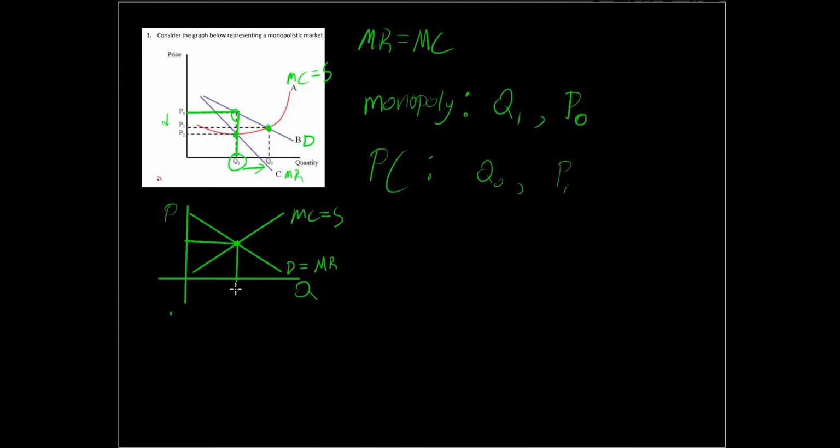Did that clear it up a bit? I think so. Why wouldn't it be P2 and Q1? So the reason it wouldn't be P2 and Q1 for the perfectly competitive producer is that for the perfectly competitive producer, this marginal revenue curve doesn't exist, because it's the same thing as the demand curve. They're one and the same just for the perfectly competitive producer.